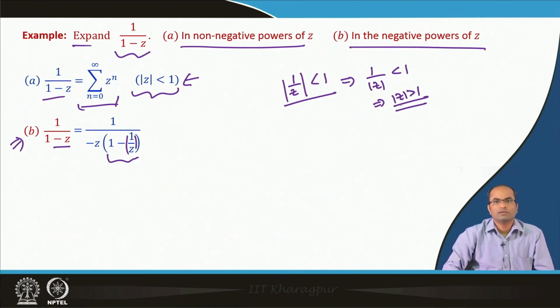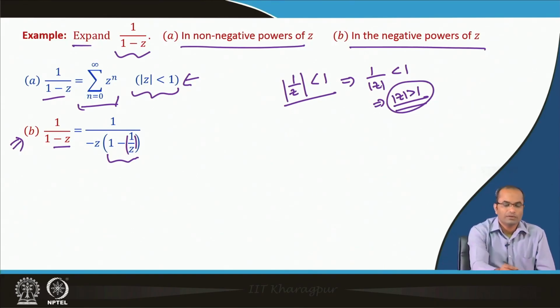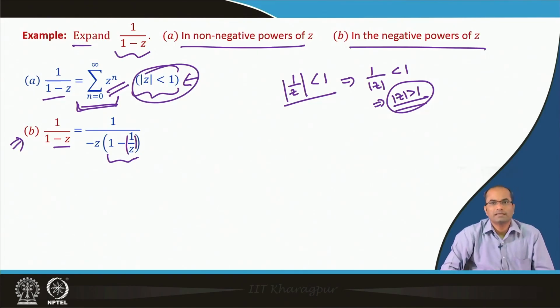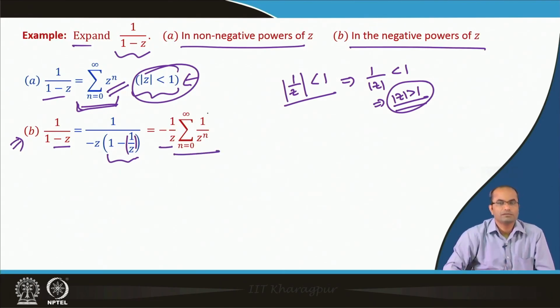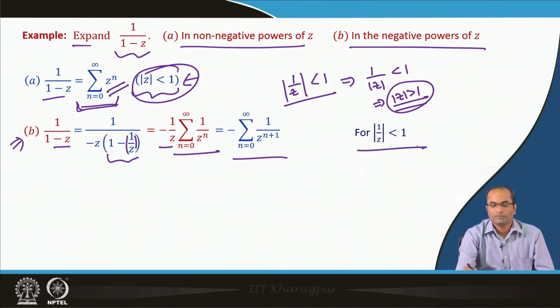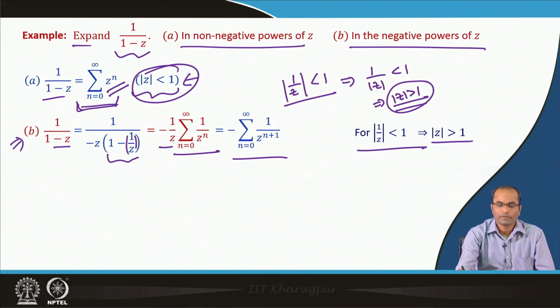So, the new expansion will be valid in the outer part, where mod z is greater than 1, whereas the earlier expansion, the summation from 0 to infinity of z power n, is valid when mod z is less than 1. So, if we expand this now, we have 1 over z sitting outside, and then the summation from 0 to infinity of 1 over z power n, and the validity will be mod z greater than 1, which we can evaluate from the absolute value of 1 over z less than 1.